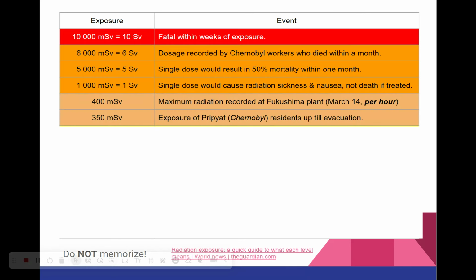Getting down into about the hundreds of millisieverts range, this is where it is still definitely dangerous, because what we could even see is that the person is getting that kind of exposure, but maybe it's happening every day for several weeks. That would still be significantly dangerous.